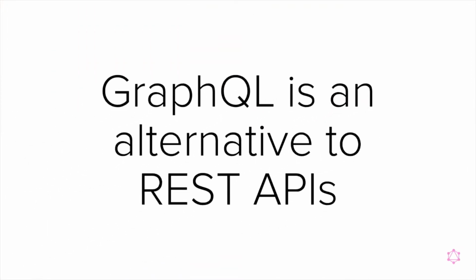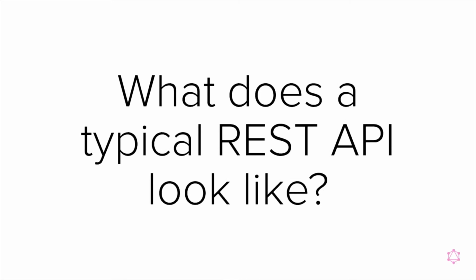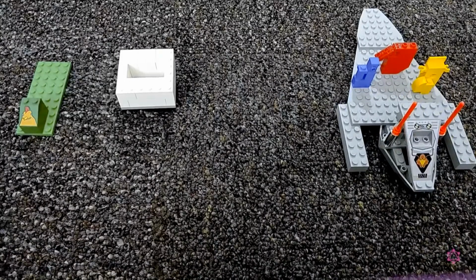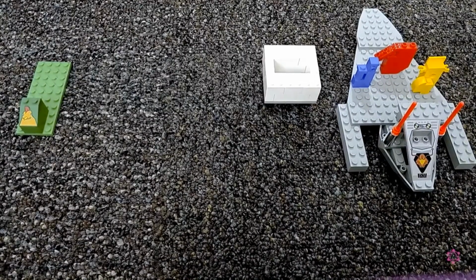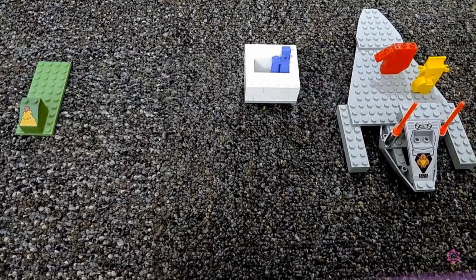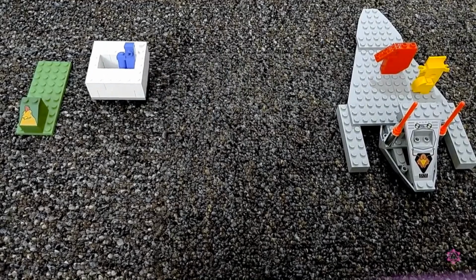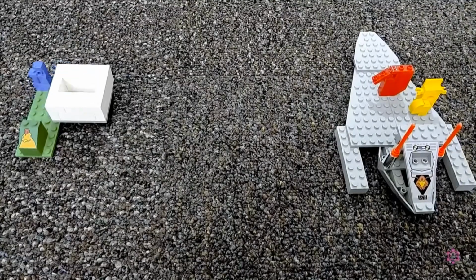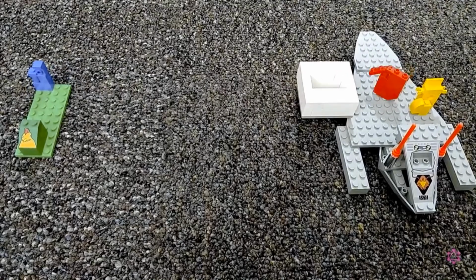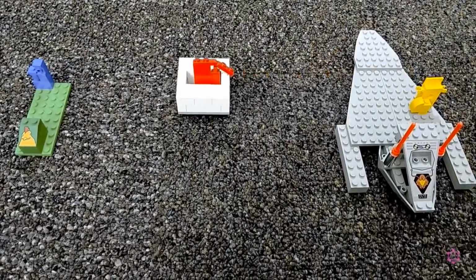So the first thing that we need to understand is that GraphQL is essentially a substitute technology for REST APIs. So before we look at GraphQL in detail, let's review what a typical REST API looks like. In this case, the client will be using a few HTTP GET requests to get the data from our server. We are using a GetProfessor endpoint, a GetCourse endpoint, and a GetStudent endpoint.